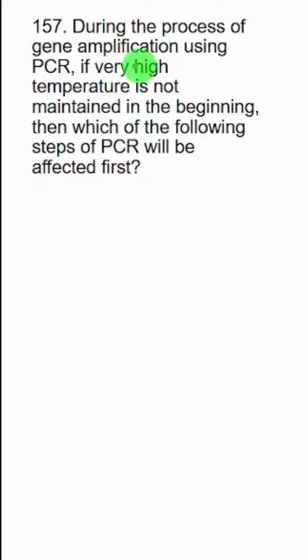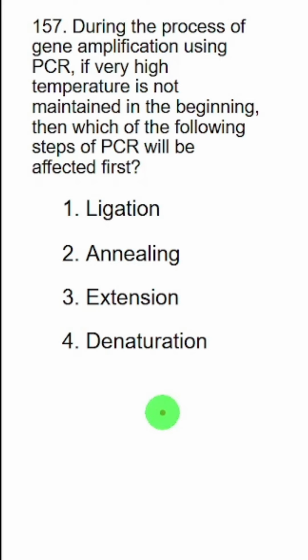Next one: during the process of gene amplification using PCR, if very high temperature is not maintained in the beginning, then which of the following steps of PCR will be affected first? So high temperature helps in denaturation of DNA. So the denaturation step will be affected. Option 4.